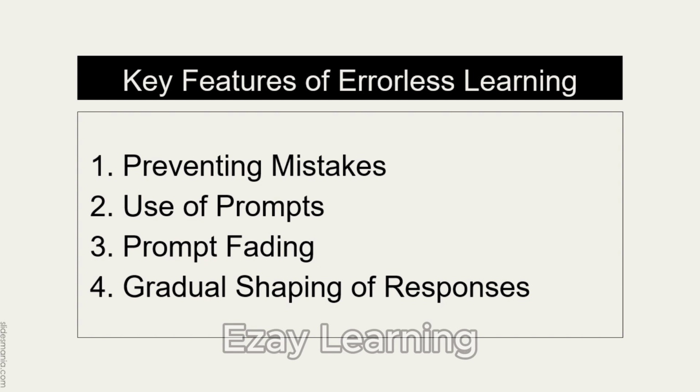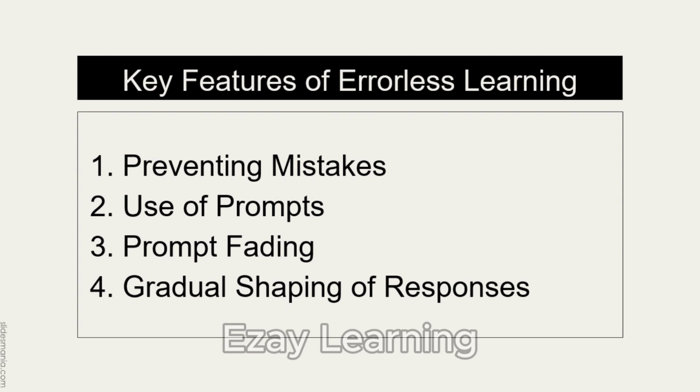Use of prompts. Initially, strong prompts like physical, verbal, or visual prompts are provided to guide the learner to the correct answer. And then prompt fading. Once the learner starts responding correctly, prompts are gradually reduced or faded to encourage independence in responding. And then gradual shaping of responses. As the learner gains mastery over a task, the prompts are reduced step by step, allowing for the emergence of independent behavior.